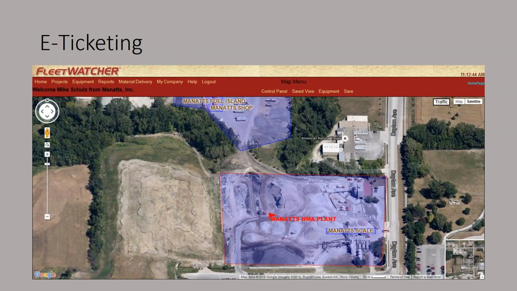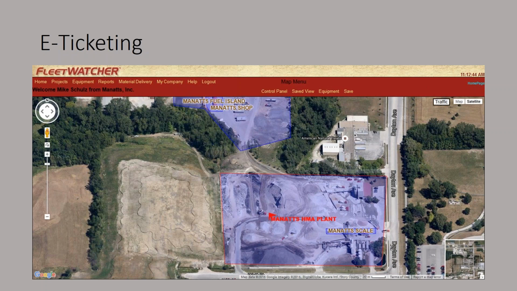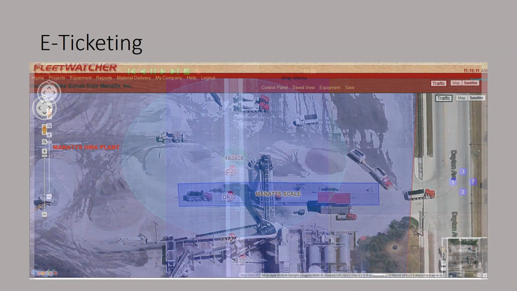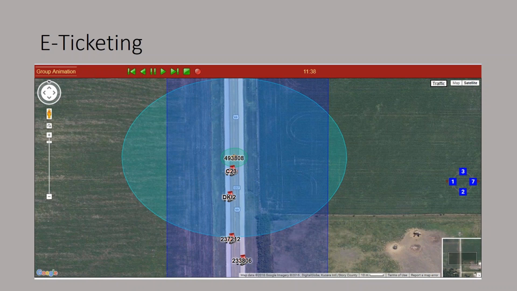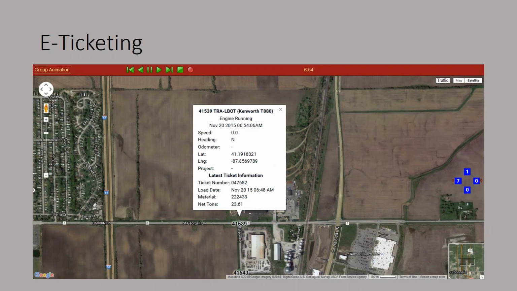There's a few screenshots from an e-ticketing system called Fleet Watcher that Iowa DOT used for asphalt. With GPS units and getting information from the plant, they put what are called geozones around the plant and even have another one right around the scale house at the plant. So they'll know when the truck gets to the plant, gets loaded out, and they're at the scale house when they leave. And then when they get to the project, they'll have a big geozone when they're near the paver, and then they have another one right when they're at the paver. With all that data, you can look at a map and find where the next truck is. You can pull up the information on it, how many tons are there and where it's located.